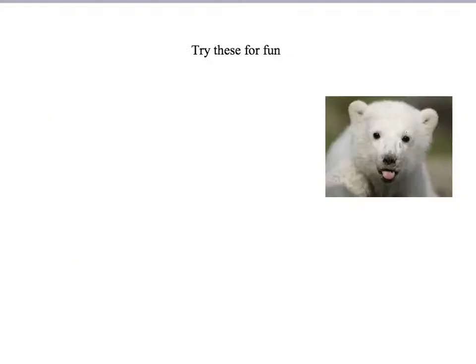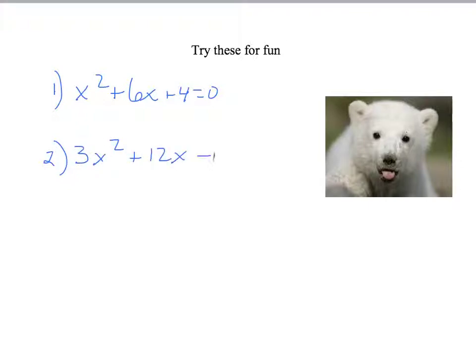So, some problems for you to try. We'll do x squared plus 6x plus 4 equals 0. So complete the square to solve that. We will do 3x squared plus 12x minus 18 equals 0.